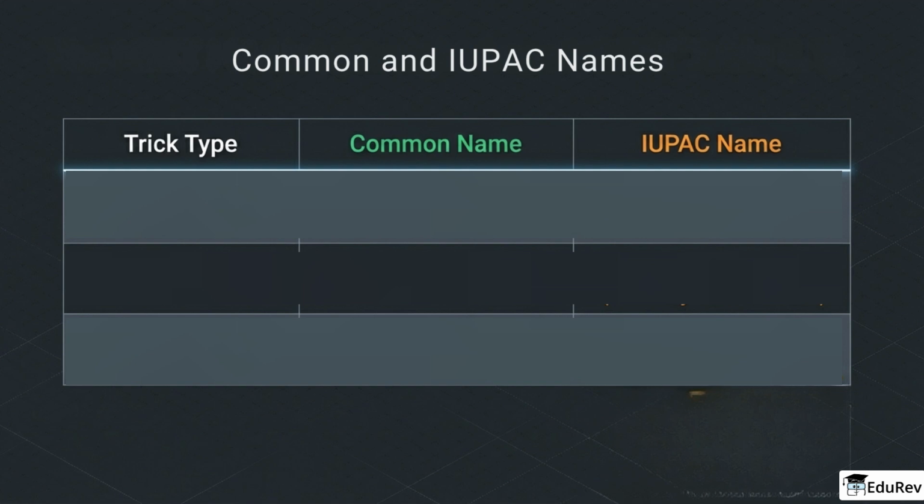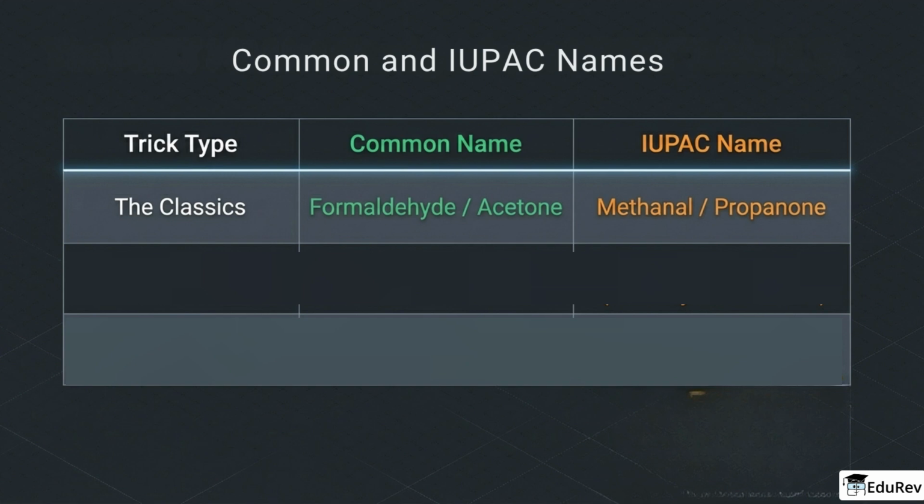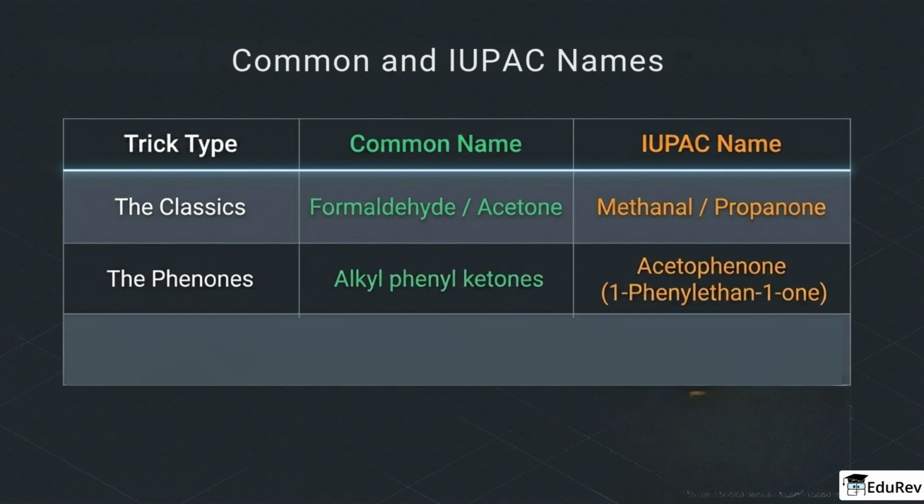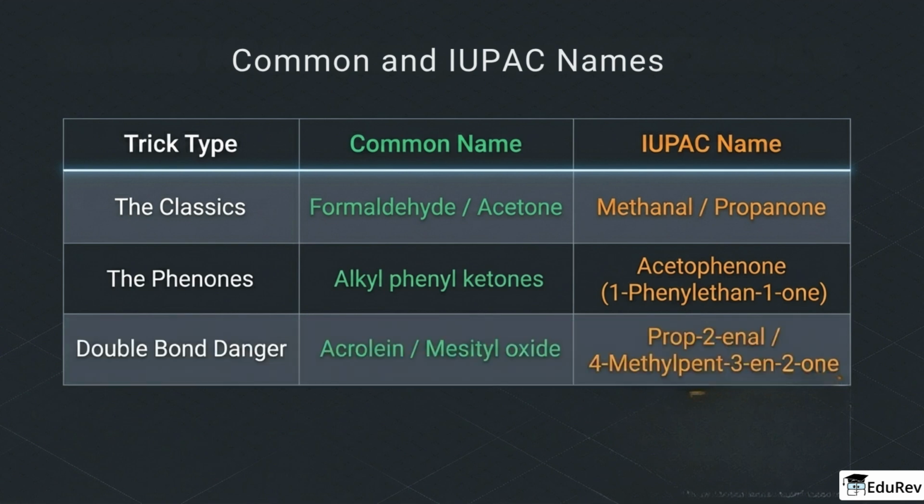Some carbonyl compounds appear so often that both their common and IUPAC names become important. Formaldehyde is methanal, acetone is propanone, and acetophenone is 1-phenylethan-1-one. Acrolein becomes prop-2-enal, and mesityl oxide has its own IUPAC form as 4-methylpent-3-en-2-one. This is one of those areas where examiners expect you to recognize both naming styles, not just one.